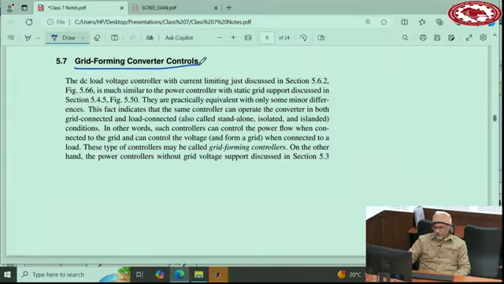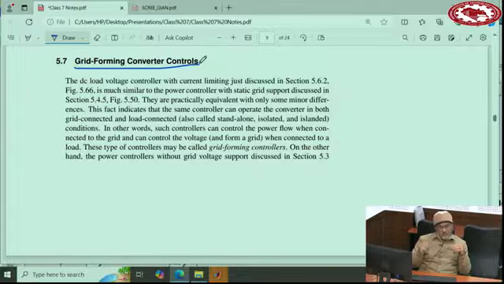Grid forming converter control. Grid forming means that we want this converter to be able to form a grid, meaning that if the grid is not available, the converter can generate a voltage for the loads that are connected, and that voltage should be close to the voltage that a grid would provide. So if the grid is 120 volts, for instance, and suddenly the grid is not available, the loads should still receive 120 volts from the converters, right? Maybe slightly different, but close to that.